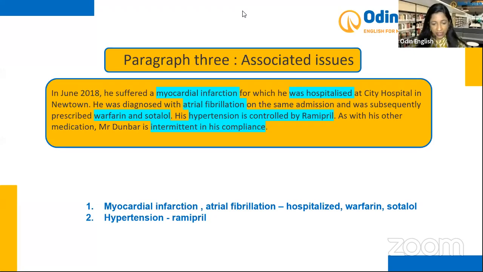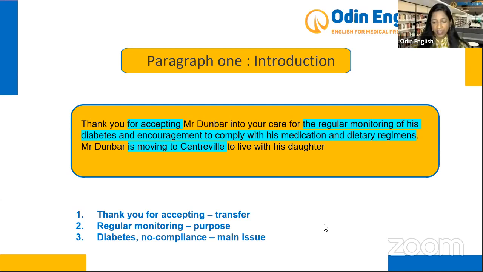Thank you for accepting Mr. Janbar into your care for the regular monitoring of his diabetes and encouragement to comply with his medication and dietary regimens. Mr. Pete Janbar is moving to Centerville to live with his daughter. So we can analyze this paragraph. I told you that the introductory paragraph should have the reason for writing, the purpose for writing, and the main issue. So this one is also telling about the type of letter.